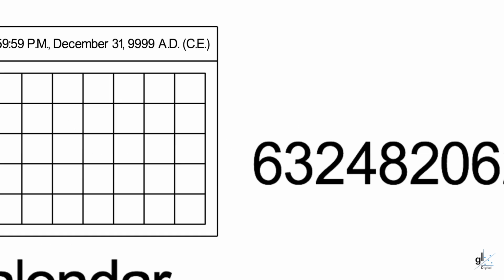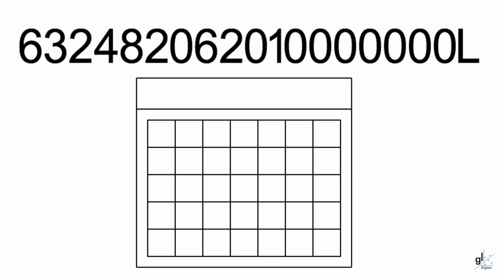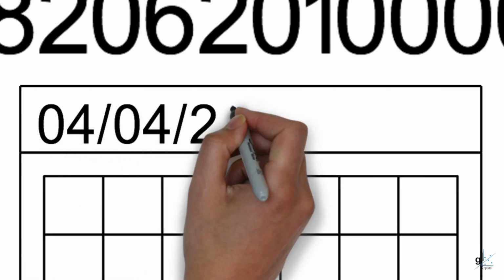For example, this literal value, which as you can see has an L suffix meaning it is a long integer literal value, is the amount of ticks that have occurred between the date midnight January the 1st, 1st century AD or Common Era, and the date 4th of April 2005, 10 minutes and 1 second past 10 a.m.